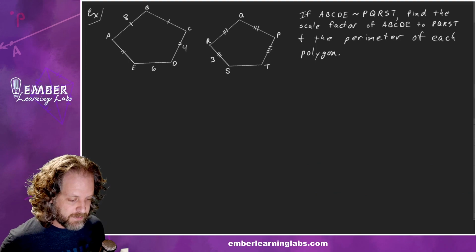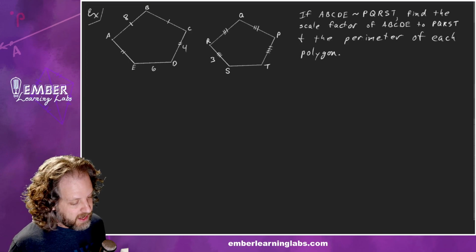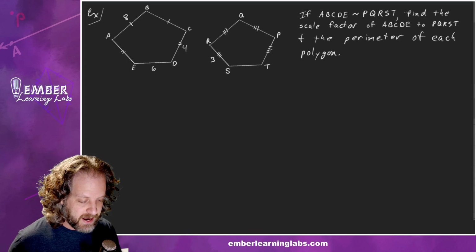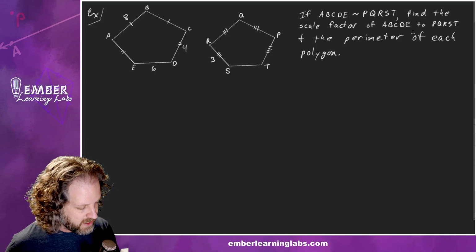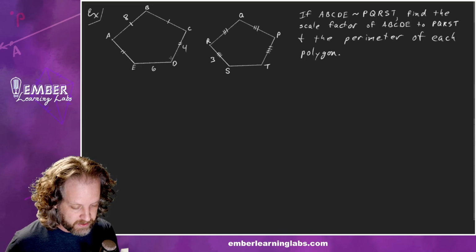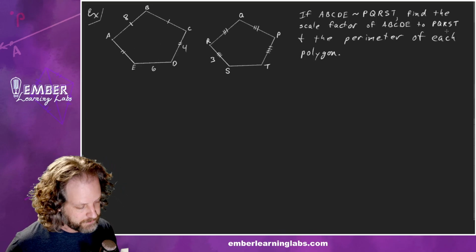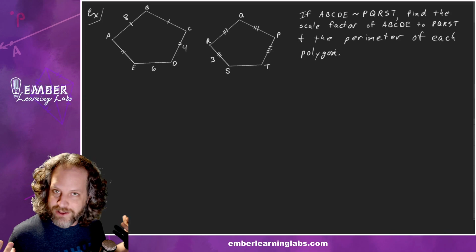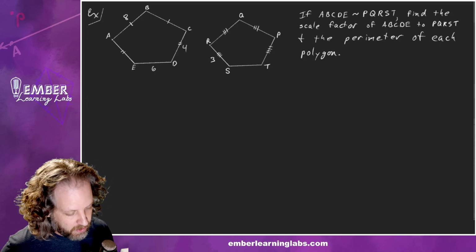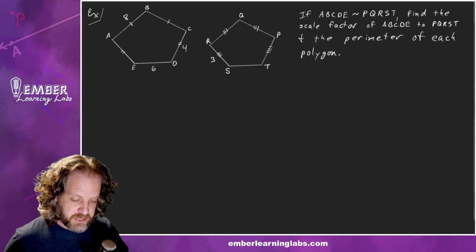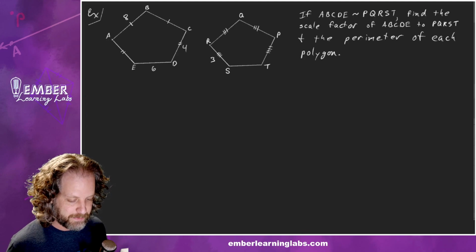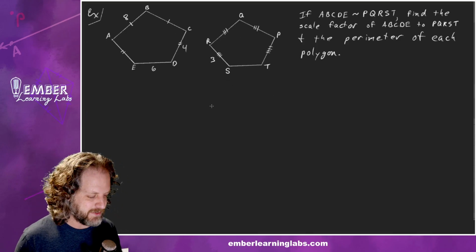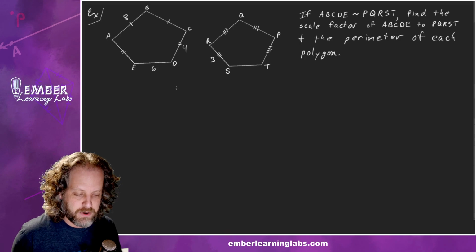So if ABCDE, we got a pentagon here, is similar to PQRST, find the scale factor of ABCDE to PQRST. So this one to this one, right? And the perimeter of each polygon. All right. So just like all of the best geometry problems, we've got a puzzle happening here. So taking a look at these shapes, let's fill in some of the gaps that this problem leaves blank, right?